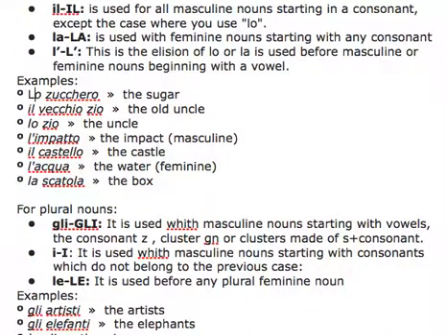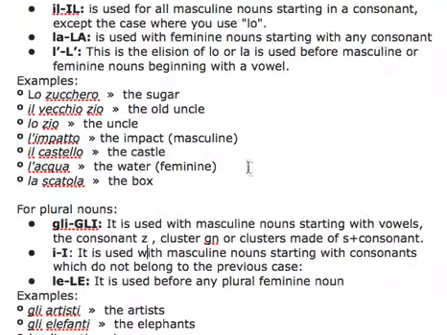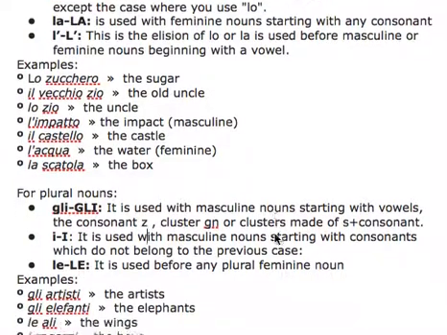For the plural, well, gli is used for... I don't know why I have all these problems here. This is not normal. It's changing the editing. Anyway, so gli is for masculine nouns starting with vowels, the consonant Z, or GN.